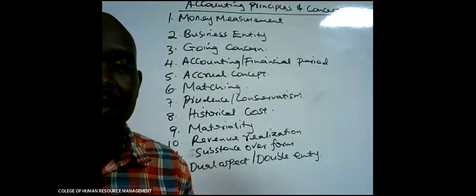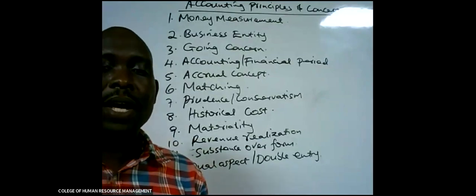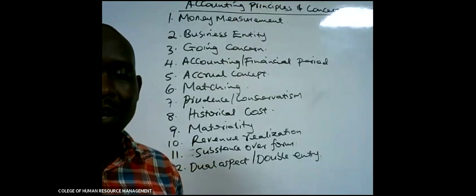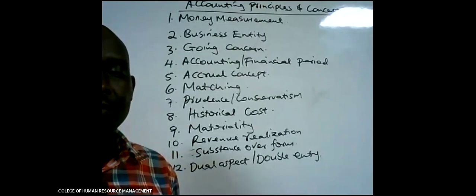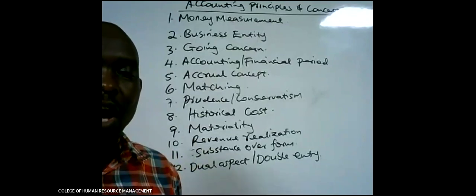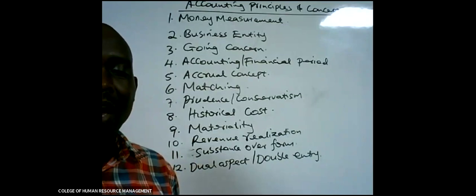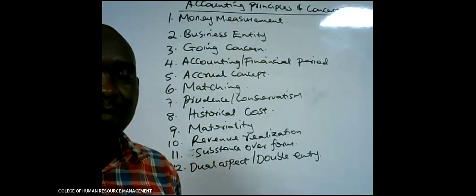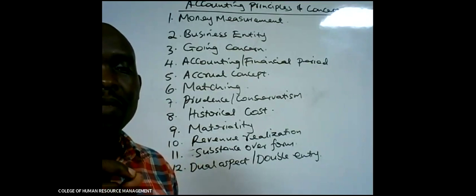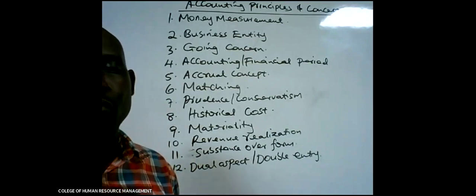We should not understate liabilities and expenses. If you understate them, you are trying to exaggerate your profit. And at the same time, assets and revenues, you should not exaggerate them. You should capture them as realistically as possible.